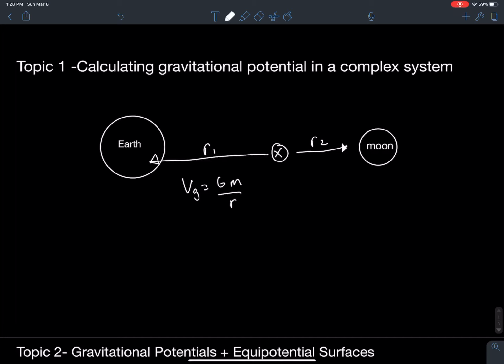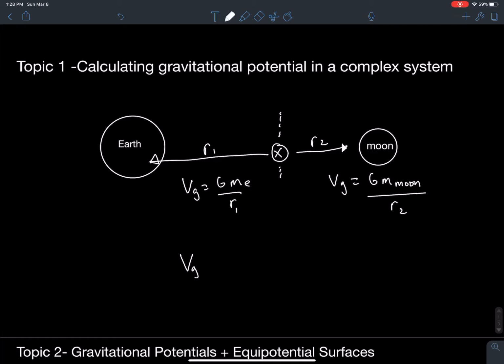Okay, and this is going to be the mass of the Earth. And this, on the right-hand side, is going to be the gravitational potential due to the moon, which is going to be G, the mass of the moon, divided by R2, this was R1.